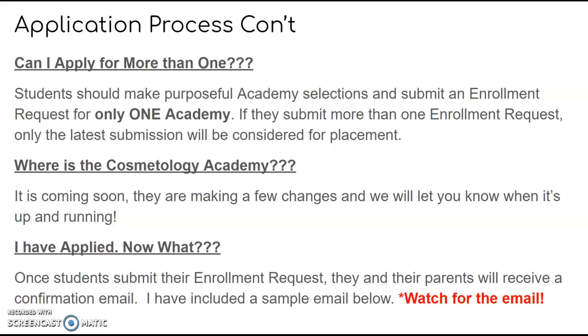If you apply for the Biomedical Sciences Academy, and then you think, oh, but I also want to apply for the Business Academy or Culinary Arts or something like that, if you go back in and you apply for a second academy, it will only show that second academy. It will no longer show the original one that you applied for. So make sure that you apply for just the one that you're wanting. You can only apply for one at a time, okay? Or one for one, period.